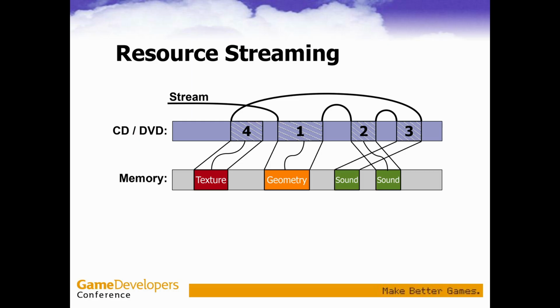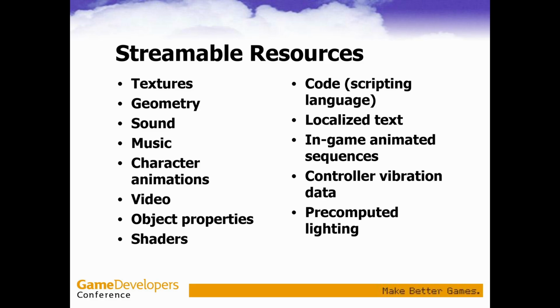So once the data has loaded, then the engine is free to use it however it needs. So what kinds of resources can you stream in? Well, when you write a general purpose streaming system, you can stream pretty much anything, and things you might not expect, like code. If you have a scripting language, it can be streamed in. Controller vibration data, even tiny little things like localized text and lighting things can be read in. And then the system is also able to do traditional streaming, like video and sound and stuff like that.